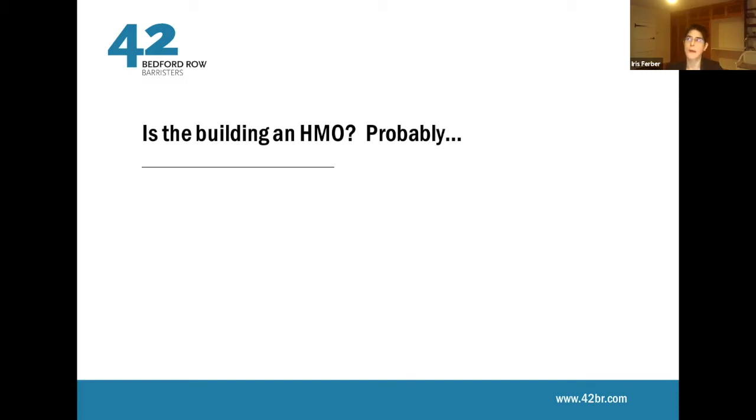And so although the issues relating to HMOs are in some ways different, separate from the questions of what rights does the occupier have in respect of their occupation, in the end it is connected. In the end, these things often come up together in cases that you'll come across. And so my answer to the question, is the building an HMO? My answer to that question is probably. The standard test for HMOs, which is going to apply in most cases of property guardianship buildings, the standard test is as follows.